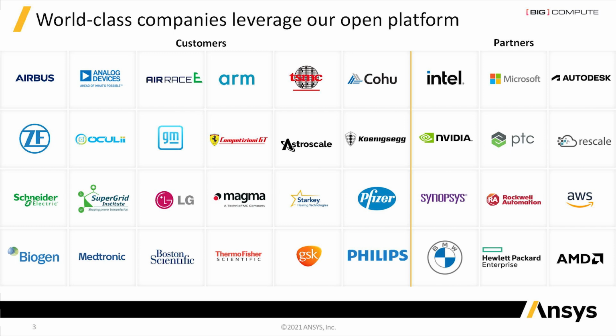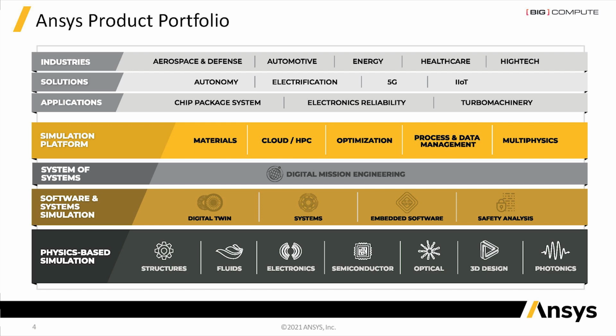In terms of partnerships, we have very strong partnerships with a lot of companies, including Rescale. Thank you, Rescale, for inviting me to speak today at your Big Compute conference. But we are partners with all the chip companies such as Intel, AMD, and NVIDIA. We are partnered with all the cloud companies, such as Microsoft Azure and AWS, and customers and partners such as Autodesk and Synopsys. So this slide talks about a very broad overview of our Ansys product portfolio.